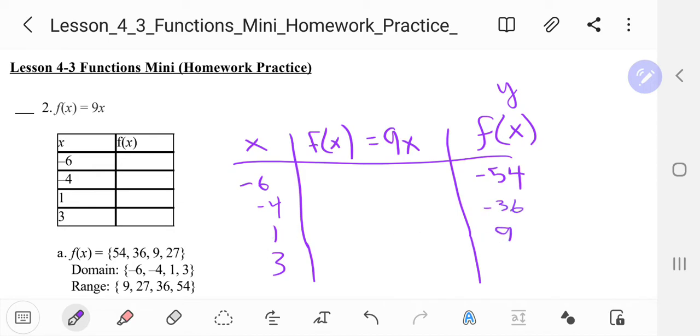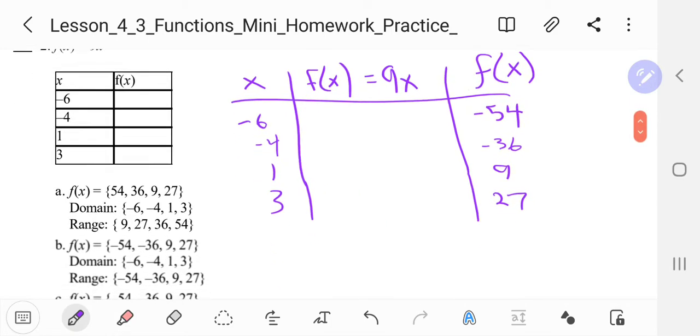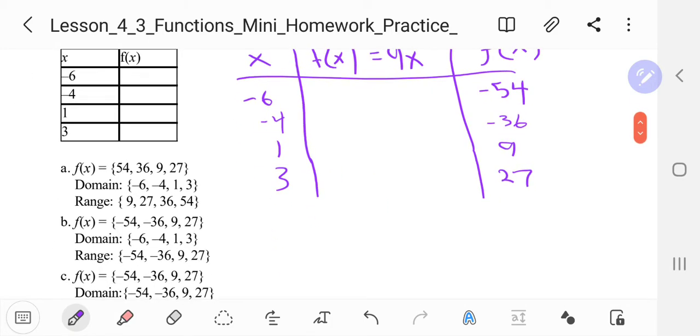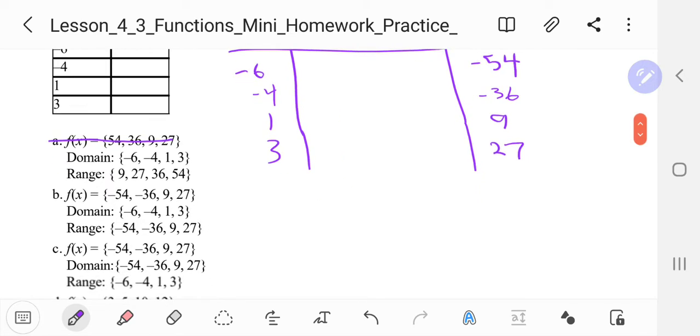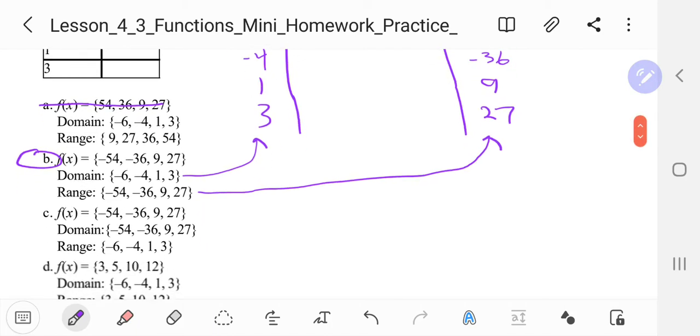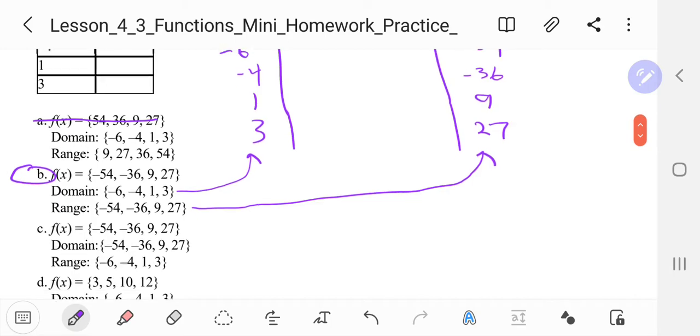9 times 1 would be 9, and 3 times 9 would be 27. All right, so now we got to look. Okay, this one is negative, so it can't be, or positives, it should be negatives. All right, that's good. The domain values are there, my x values. These are my y values, or range values. So that looks good. Looks like we got B, and I just checked the other answers to see why they're wrong.